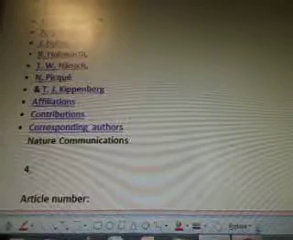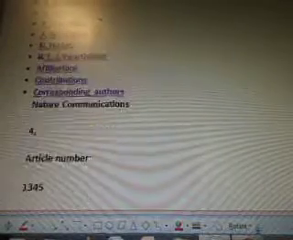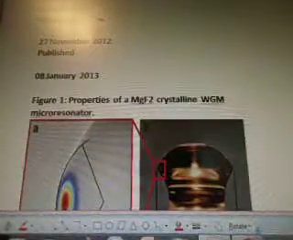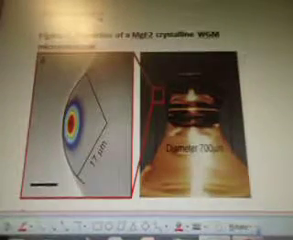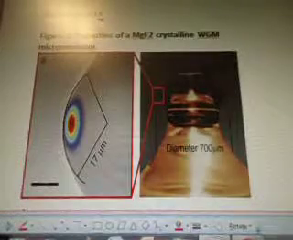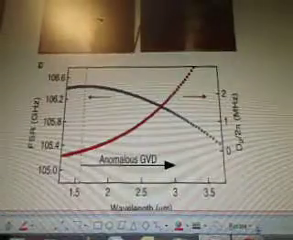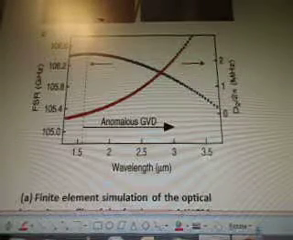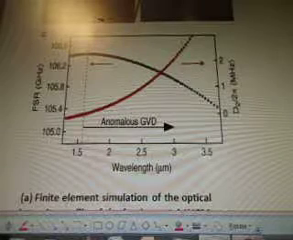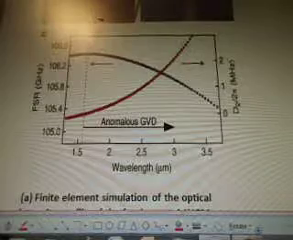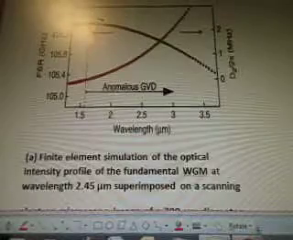Okay. We just looked at it in the previous video, and this one has pictures, so I guess I pulled up the pictures. Properties of an MgF2 crystalline WGM microresonator. So 17 micrometers, and then diameter is 700 micrometers. And then it shows FSR, GHz, anomalous GVD, and then some calculation there. D2 2 pi MHz, wavelength micrometers.